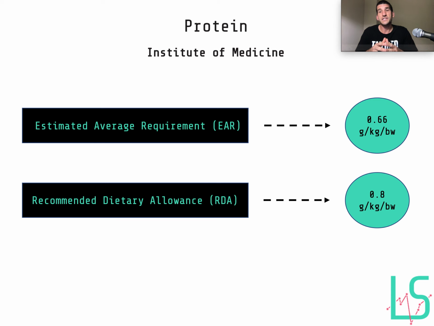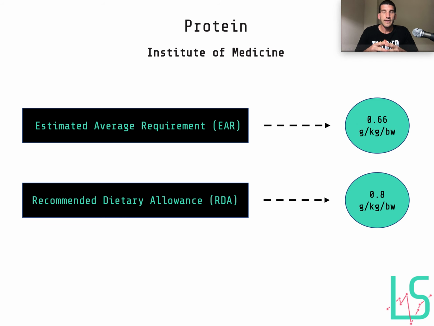And that's 0.66 grams per kilogram of body weight. So you'll see these numbers in grams per kilogram. You find those in the science a lot more. I know in the US we use different systems, but just think of everything in grams per kilogram per day for now. And then the RDA, which you're probably familiar with, is 0.8 grams per kilogram per day of body weight.